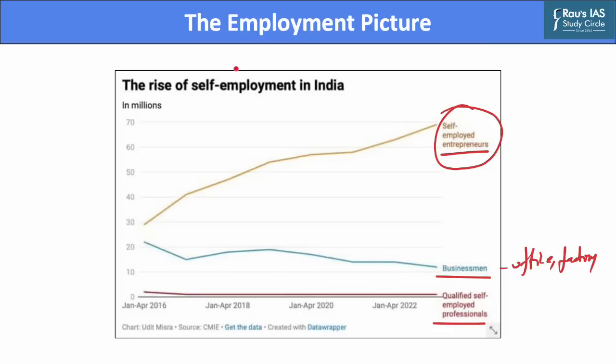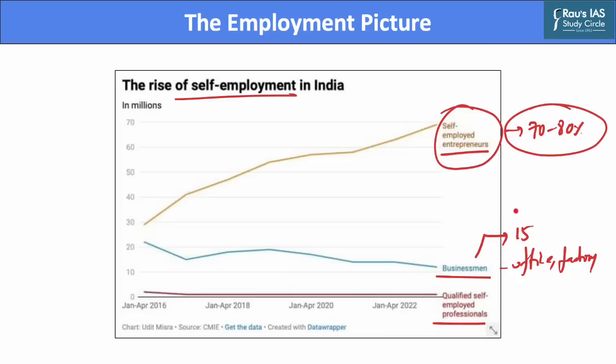entrepreneurs. And after you take a look at this chart, it is quite clear that the self-employed entrepreneurs account for the largest share of about 70 to 80% of all entrepreneurs in India. The second largest share is that of businessmen, who constitute about 15 to 20% of all self-employed entrepreneurs. And the third category is that of qualified self-employed professionals, who account for merely 1 to 2% of total self-employed persons.